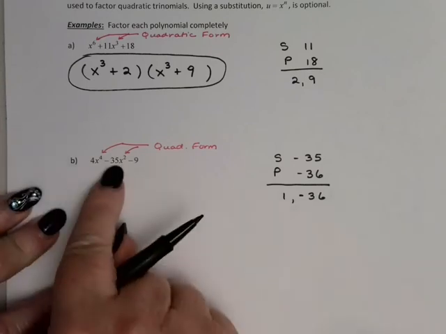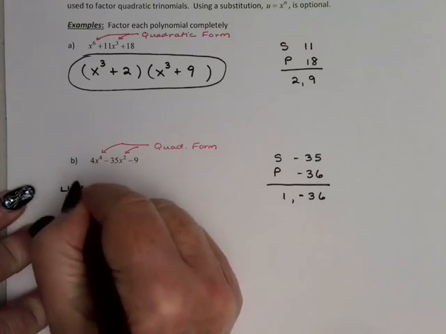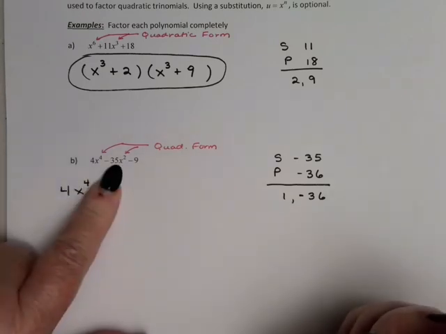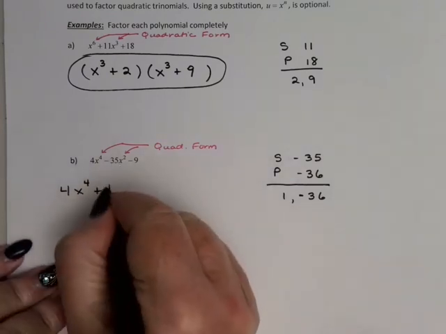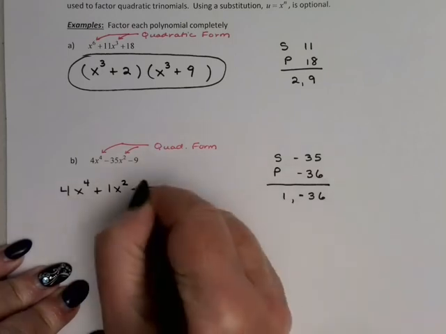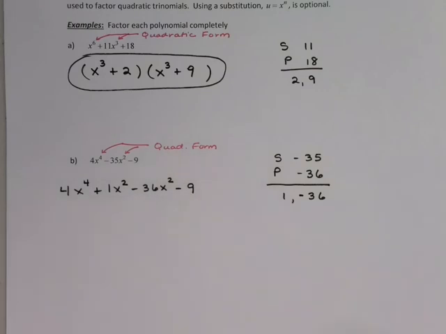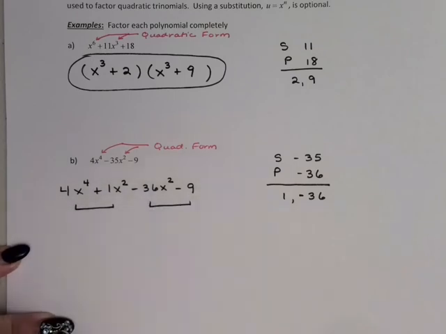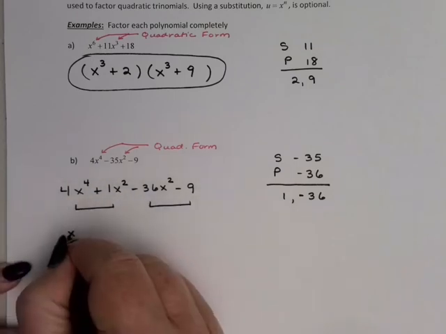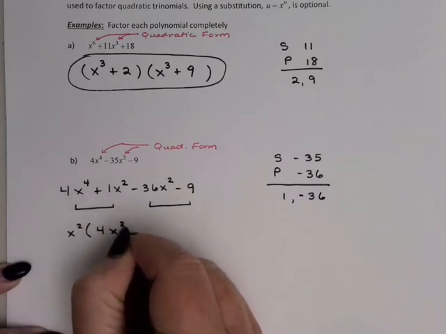I use those numbers to break apart my middle term. So I still have the 4x to the 4th, but instead of negative 35x squared, I'm going to write plus 1x squared minus 36x squared. And then there's the minus 9. Now that I have 4 terms, I can factor by grouping. And in the first group, all I can take out is an x squared. That gives me 4x squared plus 1.